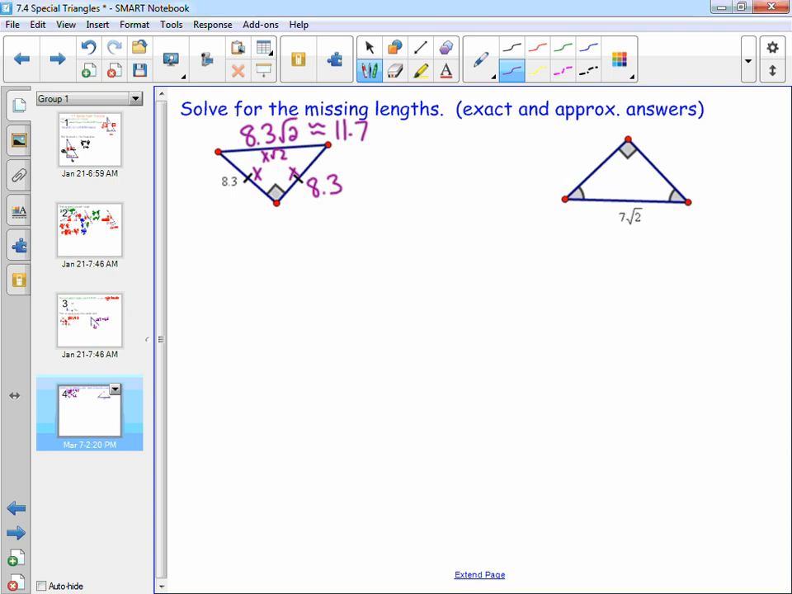Over here, on the one on the right, we have our pattern, x, x, and x root 2. So we have that 7 root 2 equals x root 2. So again, we need to solve for x. So we're going to divide both sides by root 2. They cancel, and we get that 7 equals x. So both sides of our triangle have a length of 7 units.